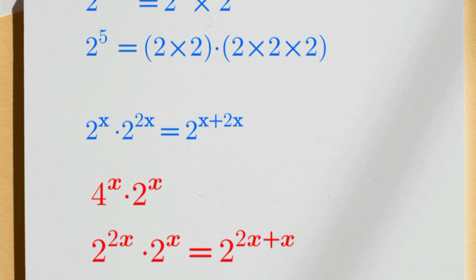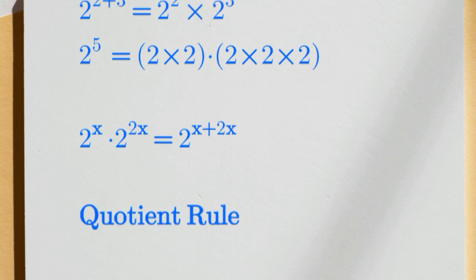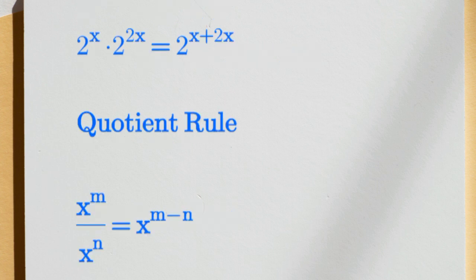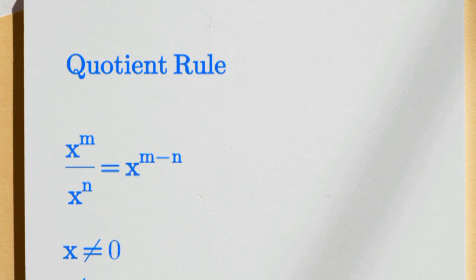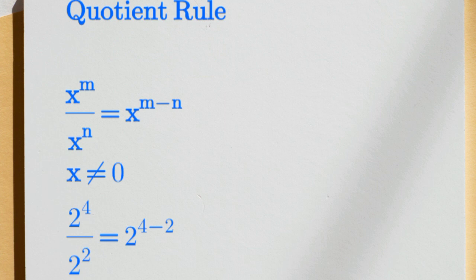Now another rule is the quotient rule. This says when you have x raised to the power of m all over x raised to the power of n, it is equal to x raised to the power of m minus n, provided our x is not equal to 0. Now an example is when you have 2 raised to the power of 4 all over 2 raised to the power of 2. So this is equal to 2 raised to the power of 4 minus 2.